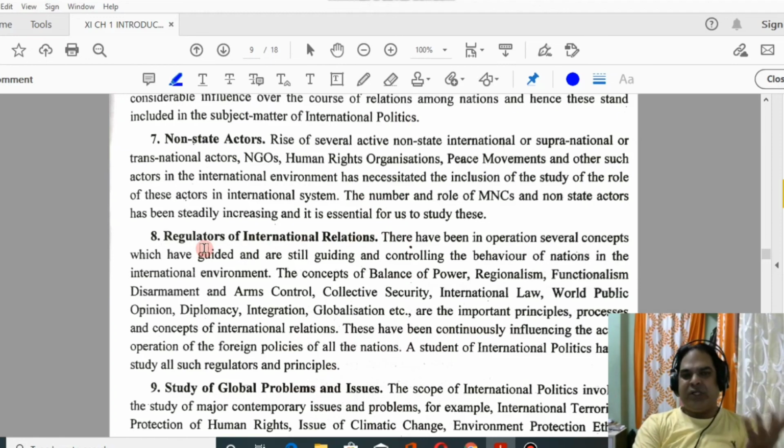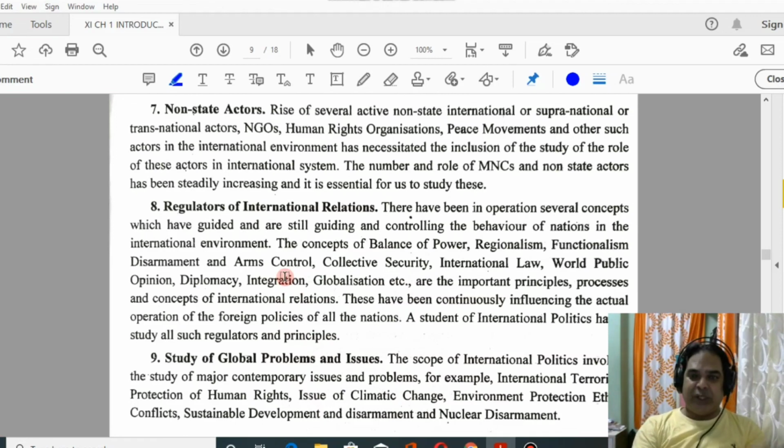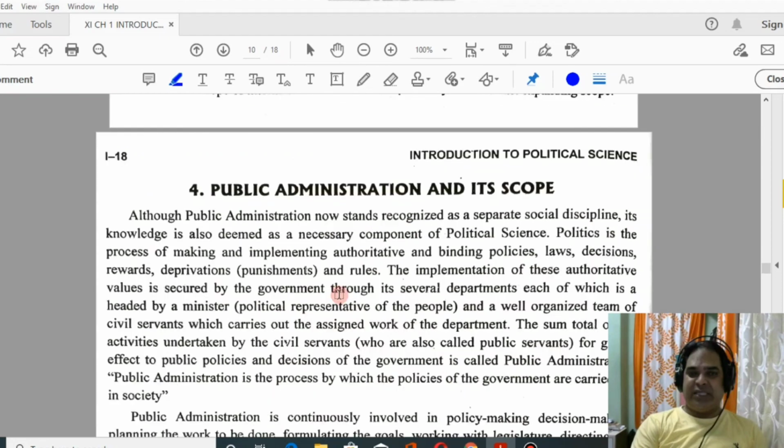Okay, regulators of international relations: different countries are there which regulate the trading relation and international relation between two countries, my dear. So it is there, like arms control, collective security, let us fight against terrorism, so collective security is there in international politics, my dear.